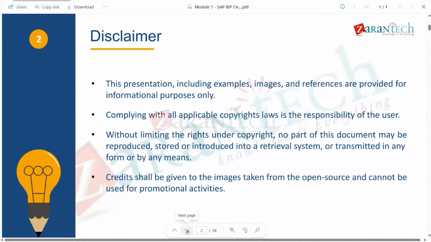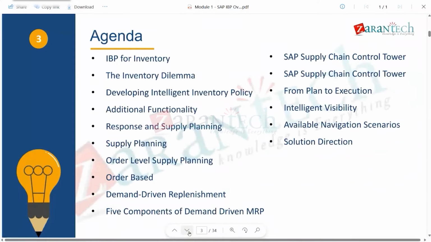So we are starting off with the new topic within the introduction of IBP, and there are 4 topics in total in the introduction of IBP. Now we'll be having a little more deep dive into other functionalities of IBP, and the fourth part of the first topic module is basically the Fiori app, where we'll focus on the app. So we'll just quickly start off with the agenda.